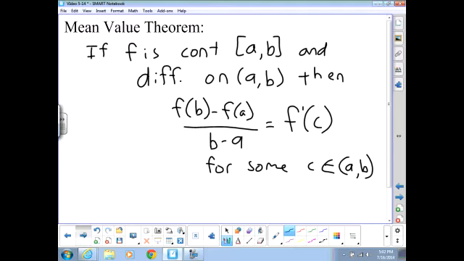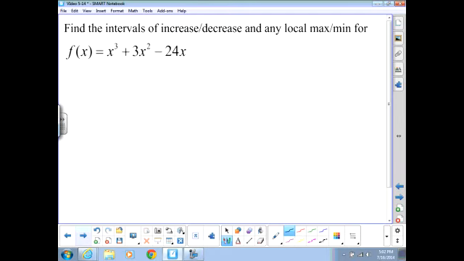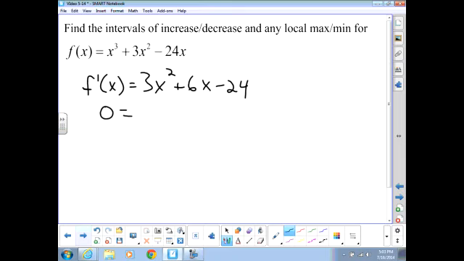So we're going to look at three examples. First, we're going to review how to find the intervals of increase, decrease, and the maxes and mins. We'll start out, take the derivative. We get 3x squared plus 6x minus 24. Note that this derivative is a polynomial, therefore it's defined everywhere. We'll take the derivative, set it equal to 0.